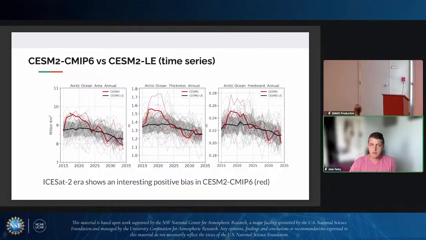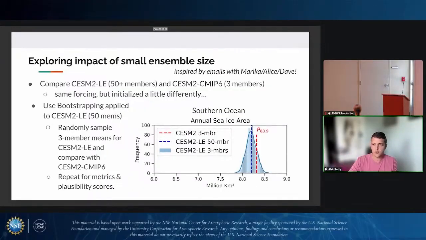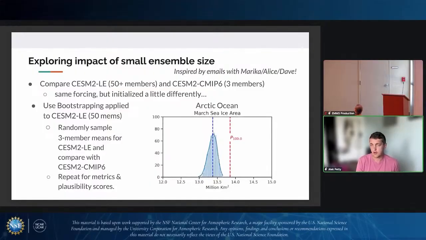Sorry if I'm running out of time, but Chris has done some nice work using bootstrapping, where we take 3-member samples from the CESM2 large ensemble to produce a similar looking 3-member mean. You produce the histograms shown here. This is an example where the distributions we obtain from the large ensemble are consistent with the CESM2 CMIP6 run. Then in some of the other metrics, like the Arctic Ocean sea ice area, they're not consistent. We see a significant difference between the CMIP6 contribution and the CESM2 large ensemble.